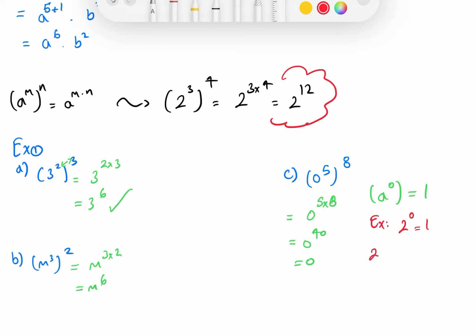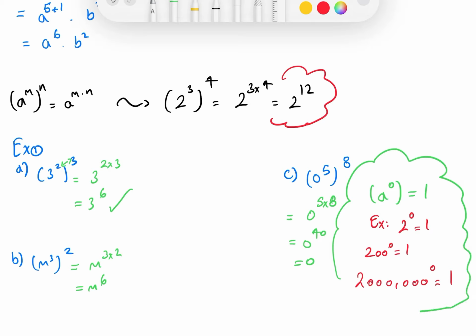200 to the power of 0 is going to give you 1. Not necessarily the 2's, but any number raised to the power of 0 always gives you 1. All right, let's go ahead now.